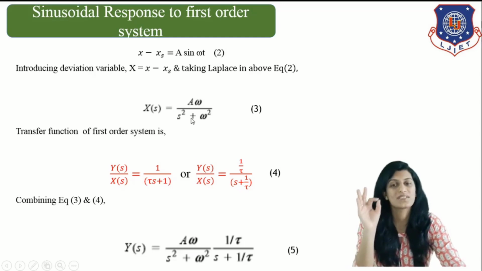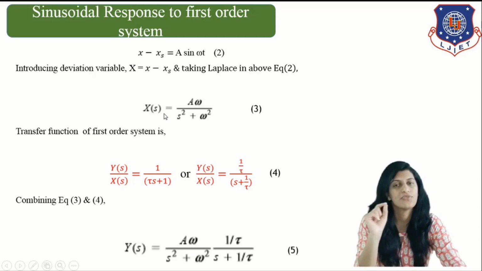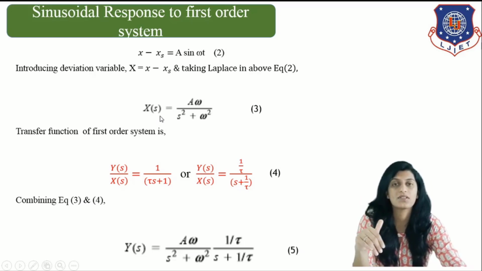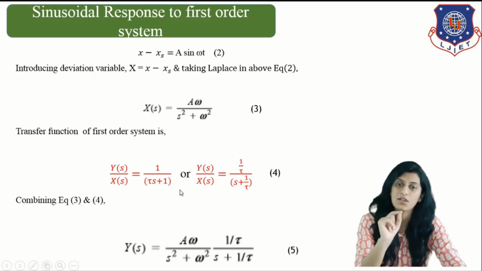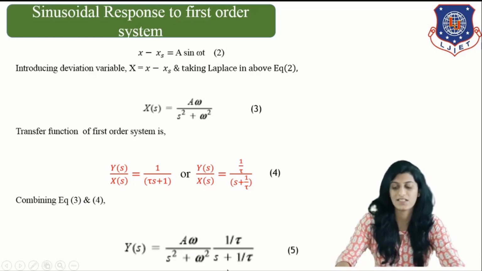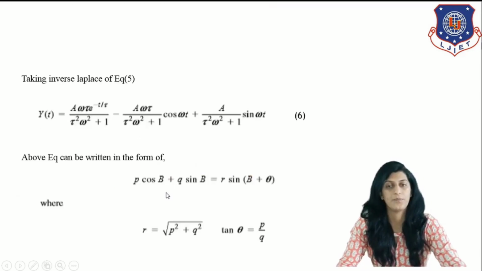Now our job is to simply put the value of X of s in the original transfer function of the first order system. What is the original transfer function of any first order system? It is nothing but Y of s upon X of s equals 1 upon tau s plus 1. So instead of X of s, we substitute this value, and it will be Y of s equals A omega upon s squared plus omega squared into 1 by tau upon s plus 1 by tau, because we have simply taken tau common from this term.